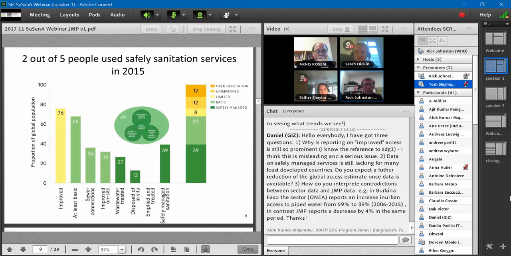So at the global level, we don't actually have a zero. We have insufficient data on emptied and treated. Then if you combine the wastewater treated and disposed of in situ, that's how you get the 39% of the global population, or 2 out of 5 people, using safely managed sanitation services in 2015.